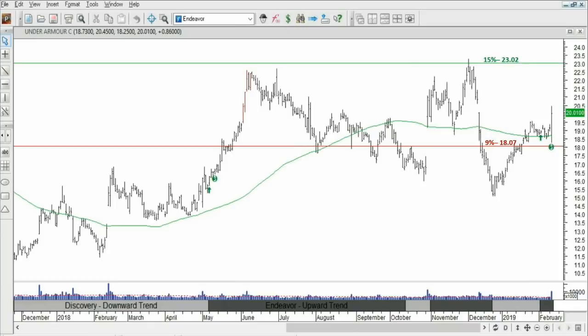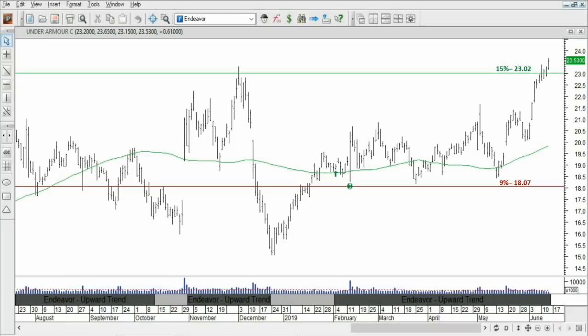So this is a shot of today, June 13th. And as you can see, a few days ago, we hit our profit projection of 15%. And it took around, let's say, 4.5 months, which is pretty good if you ask me.